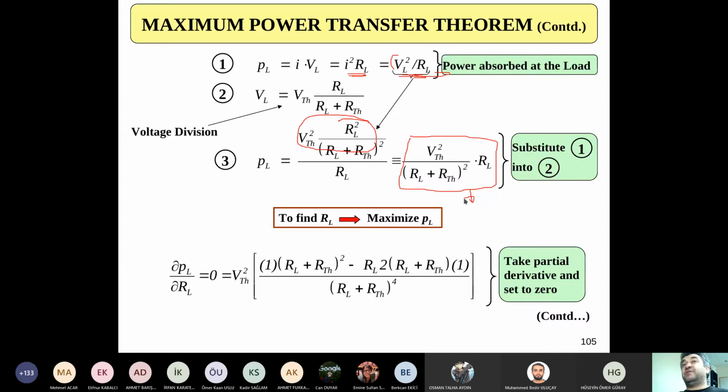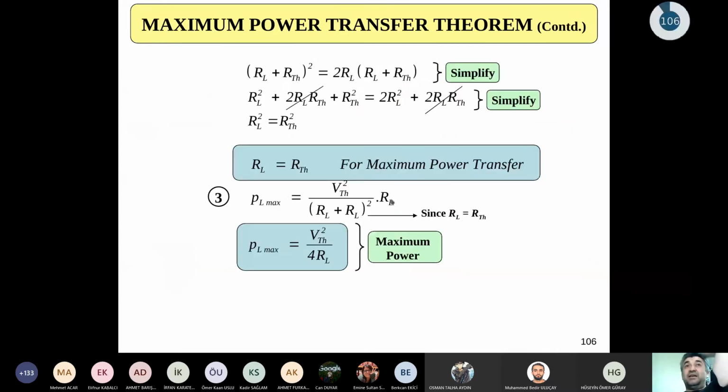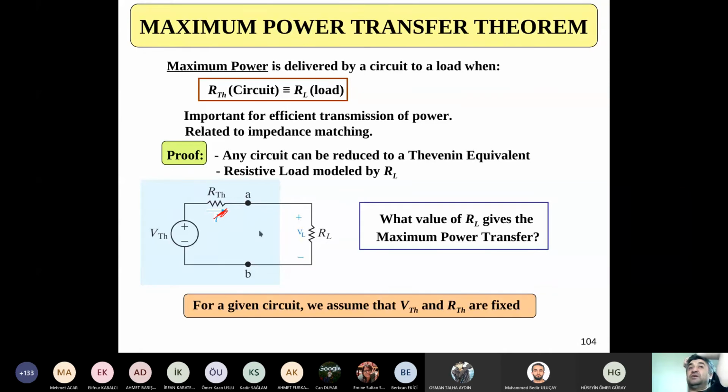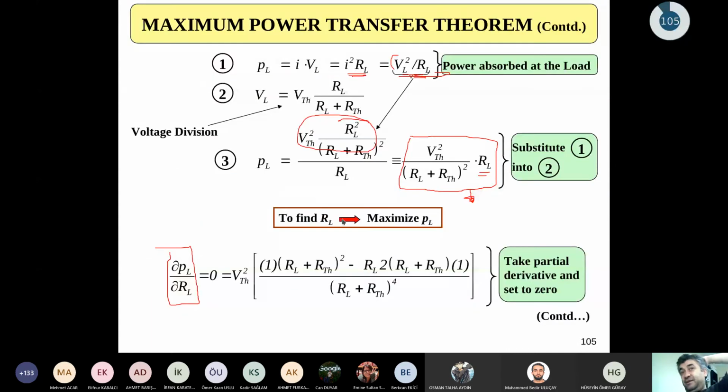I need to find the extremum values with respect to R of L of this equation. So I take the partial derivative with respect to R of L and equate that to 0 to find the maximum value, or really the extremum values. And I end up finding that R of L is equal to R of TH. So that means we have maximum power transfer to the circuitry when the Thevenin equivalent of that circuitry is equal to the load resistance. Kind of nice, isn't it?